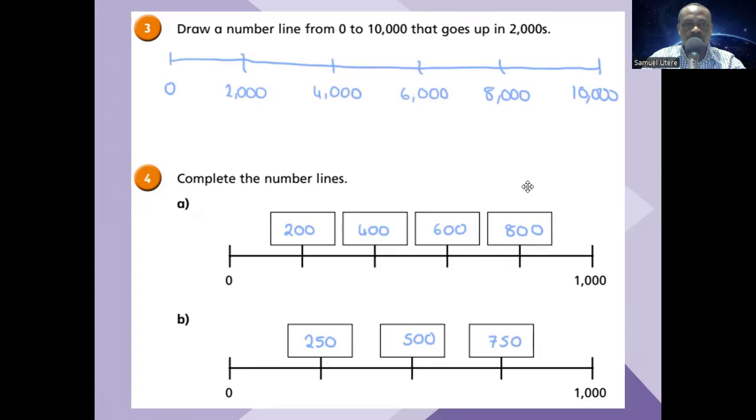Here is question 4. You are asked to complete the number lines. Don't forget the method. You see the difference is 1000 and we have 1, 2, 3, 4, 5. So we do 1000 divided by 5. So to complete the number line, we should be adding 200 to the previous each time. Here we have 1, 2, 3, 4. So we should divide 1000 by 4, which gives us 250. So each time we're going to be adding 250.